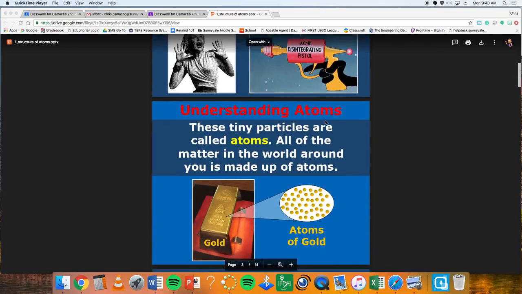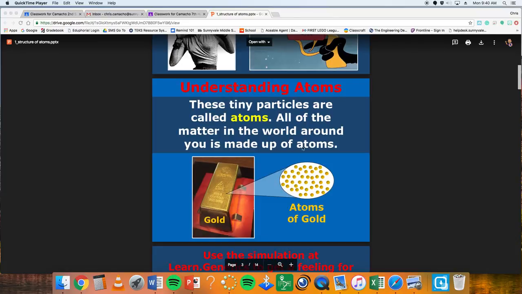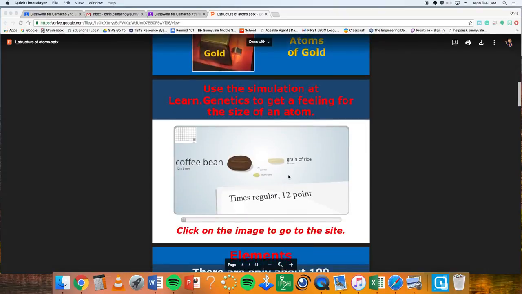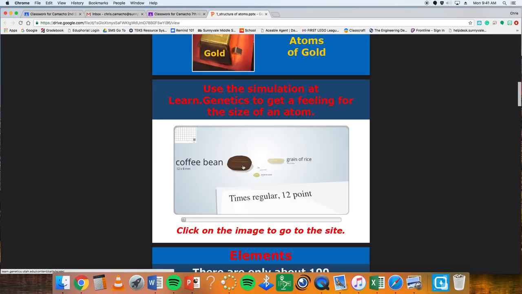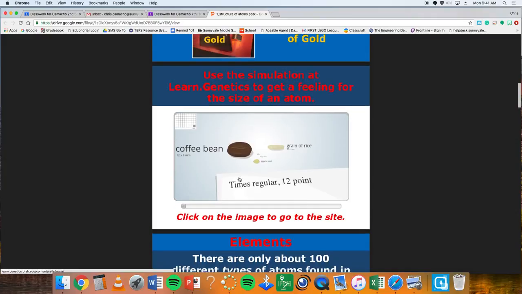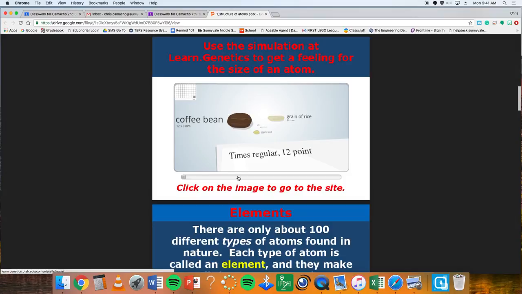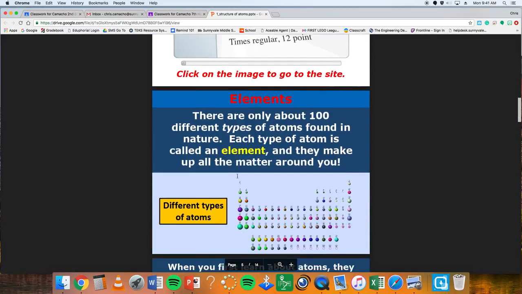And they make up everything. And so they're super small, and you're going to have access to this PowerPoint. When you click on this image and click this little button here and drag it to the right, you're going to be able to see the size of an atom. This is the size of a coffee bean, grain of rice, and it just gets smaller and smaller. It'll even show you bacteria and viruses, maybe like a virus that we all know and love that's going around the world right now. But let's keep looking here.